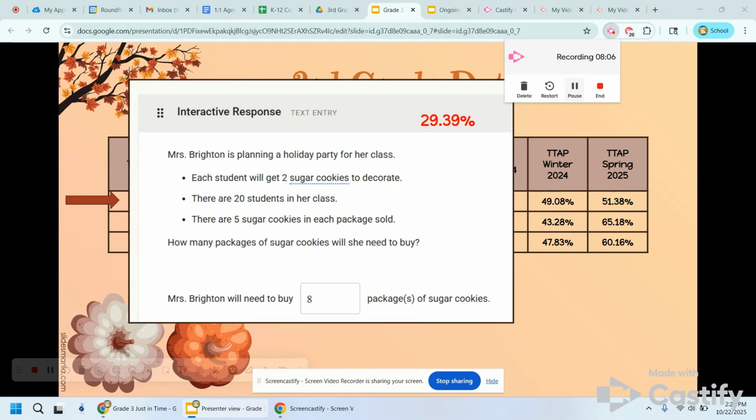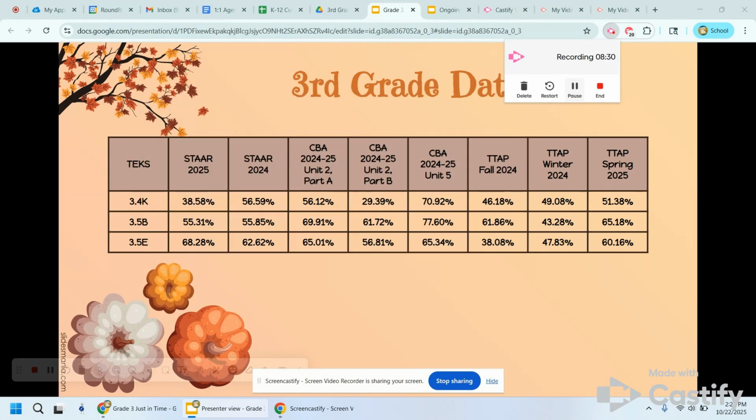So for this one, only 29% of the kids got it correct, and you guessed right. It's because it's a multi-step problem. So I'm having to multiply the 20 students in each class, each get 2 cookies to get the total number of cookies. And then I have to take the total number of cookies and put 5 cookies in each package. That on top of the fact that it was text entry, so we didn't have any multiple choice to guess from, made this pretty tough.